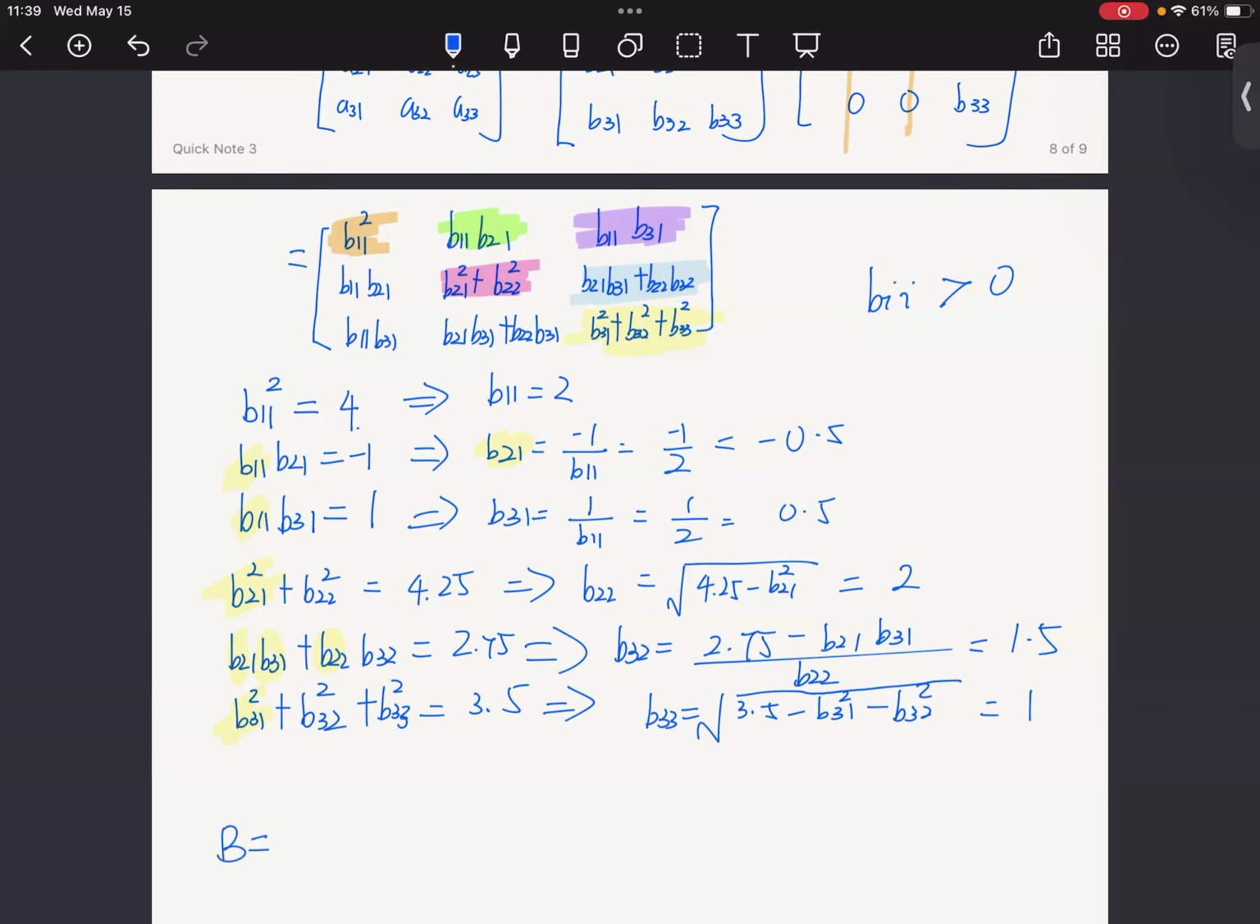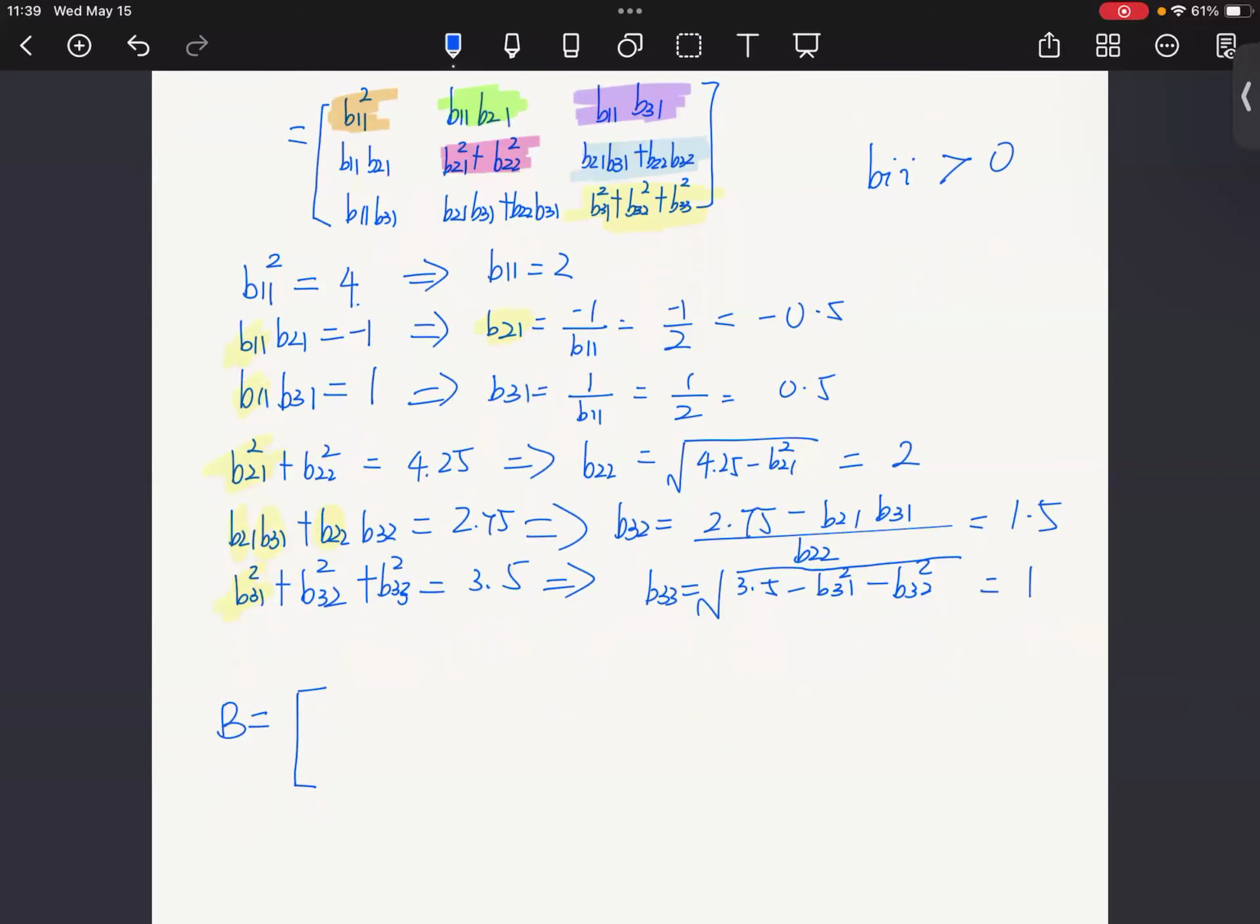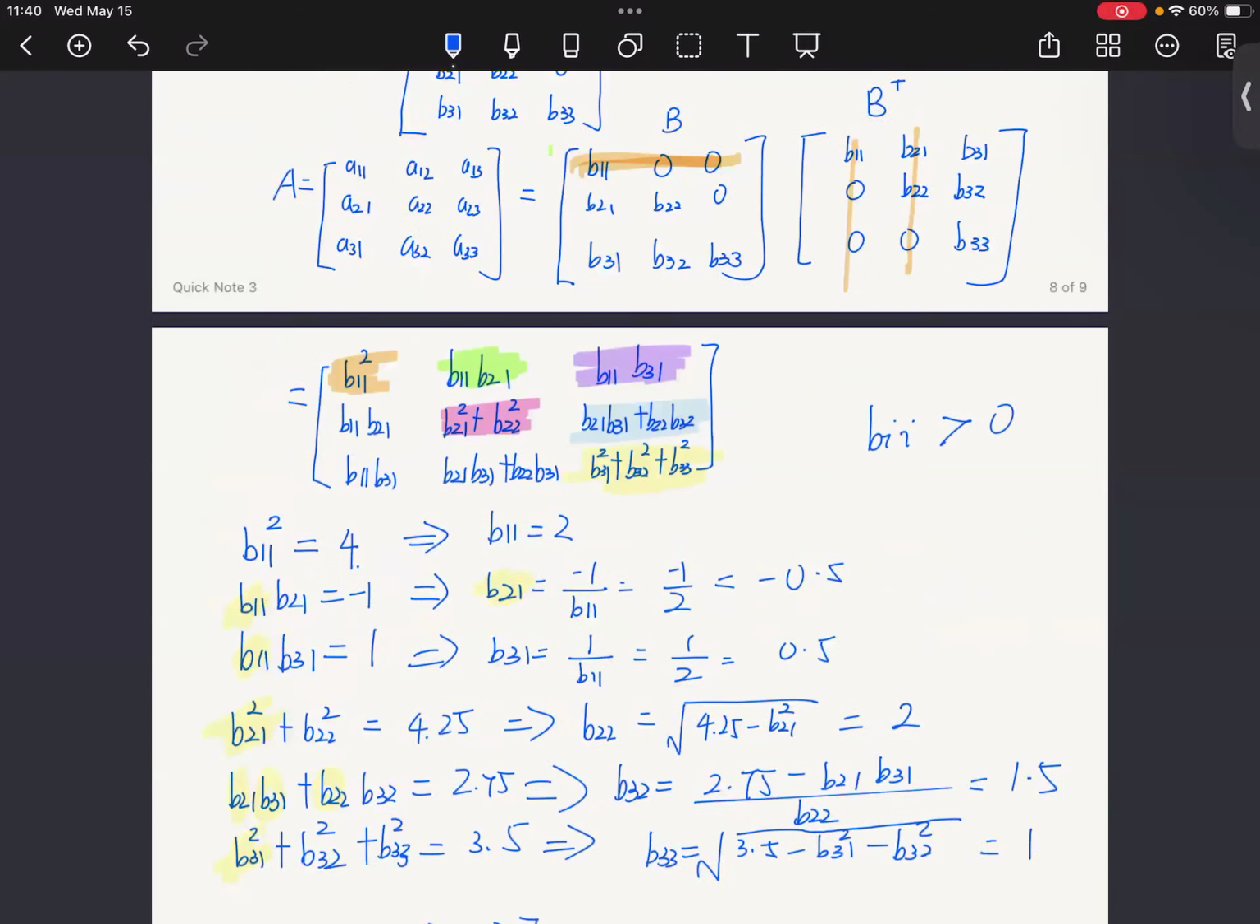The B matrix is 2, B11 as 2, and then B21 as -0.5, and then the B31 is 0.5, and then the B22 is 2, B32 is 1.5, and then the B33 is 1, and the other entries are 0. And we finished the Choleski factorizations for this 3x3 matrix. Does that make sense?